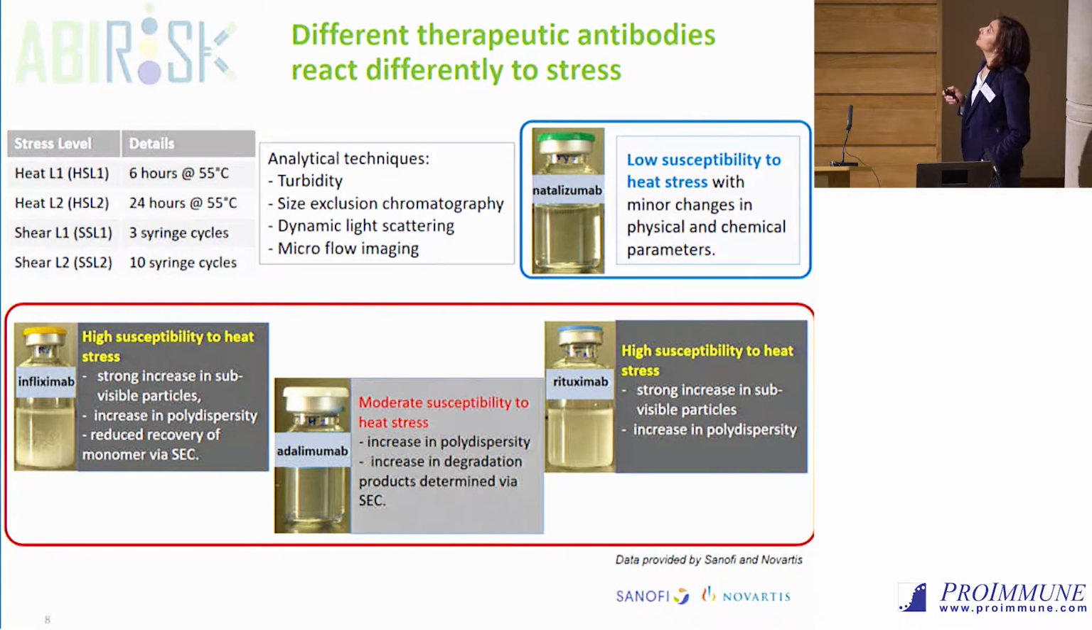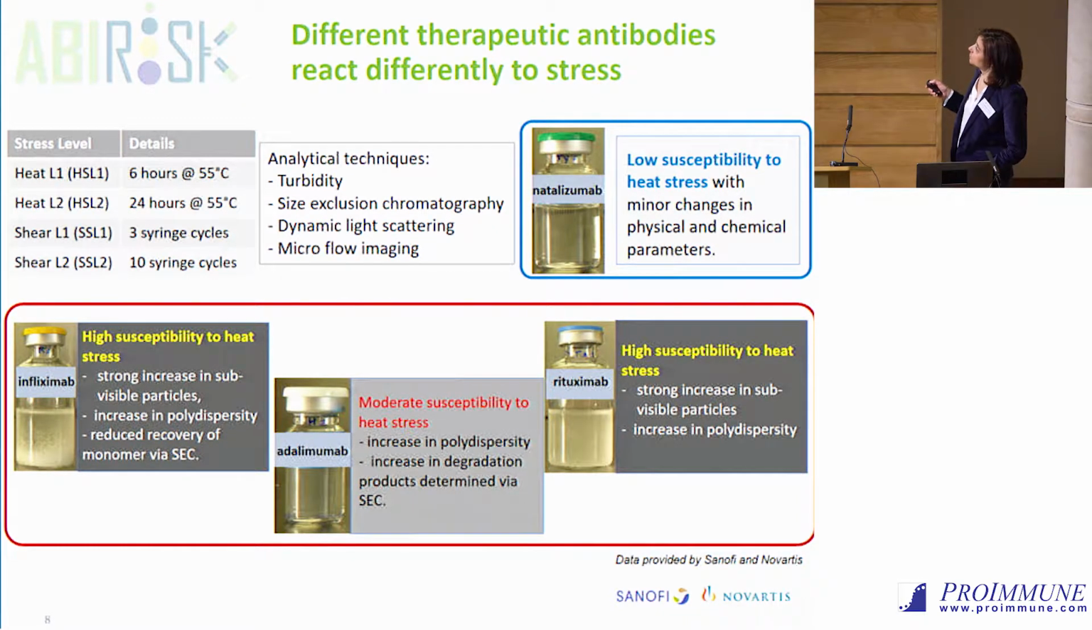So the antibodies that have been studied here are antibodies that are prescribed for inflammatory diseases. And they are natalizumab, rituximab, adalimumab, and infliximab. So we first prepared 4 batches of aggregates, and these antibodies were submitted to heat stress with 2 intensities, and also to shear stress with also 2 intensities.